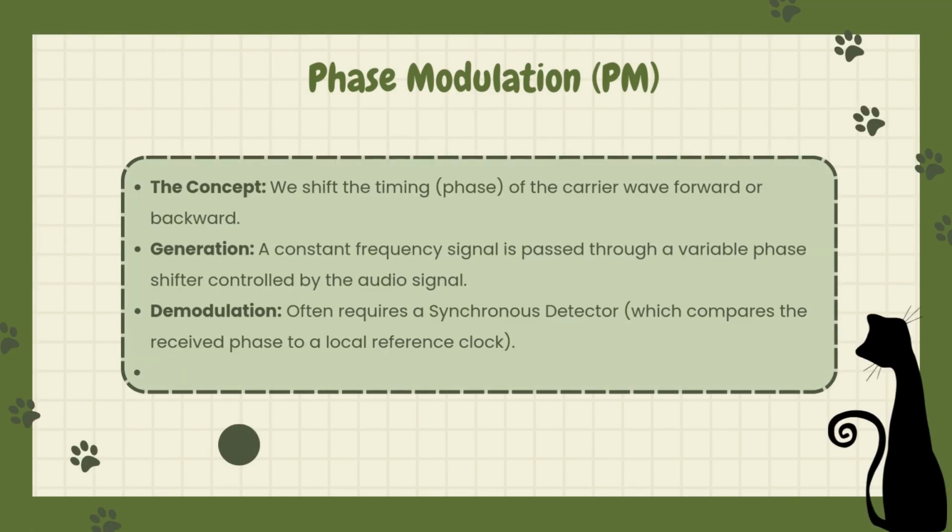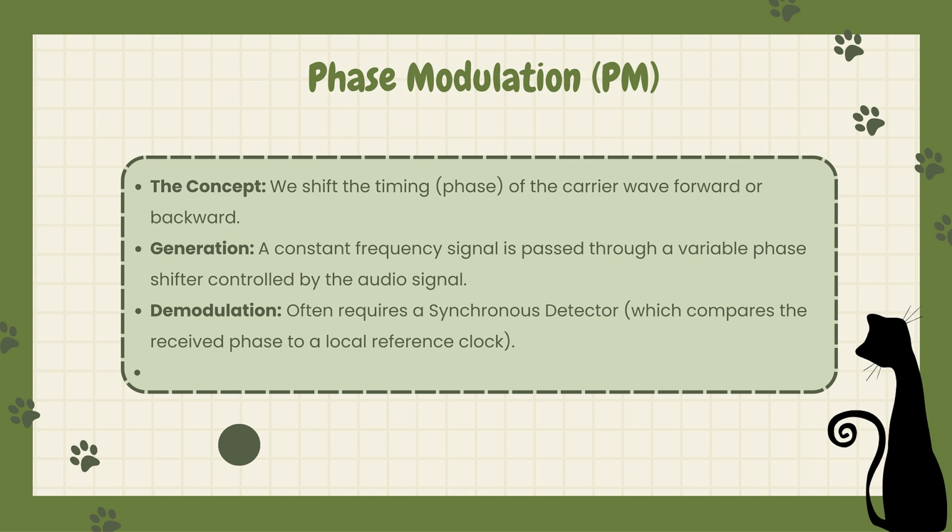Now let's move on to phase modulation, also known as PM. In phase modulation, we change the phase or the timing of the carrier wave. Instead of changing the amplitude or frequency, the carrier wave is shifted slightly forward or backward in time based on the message signal. When the message signal increases, the phase of the carrier shifts in one direction, and when the message signal decreases, the phase shifts in the opposite direction.